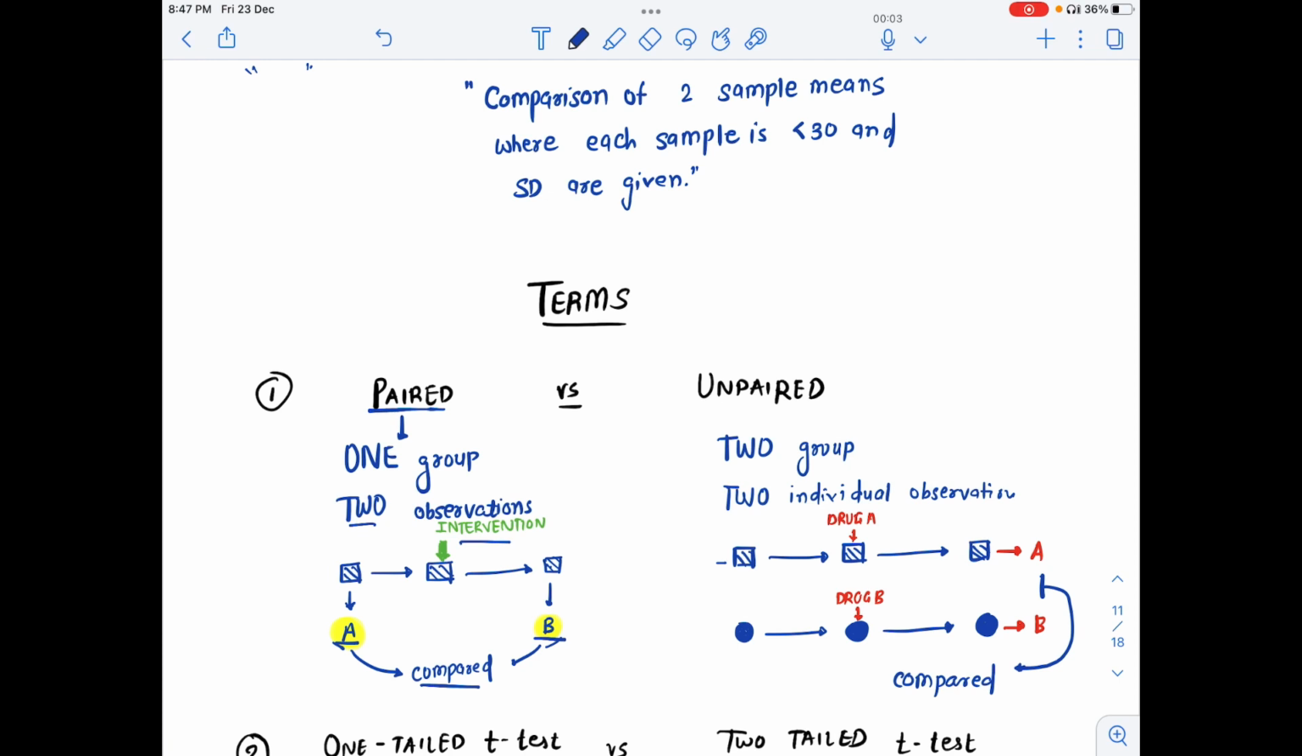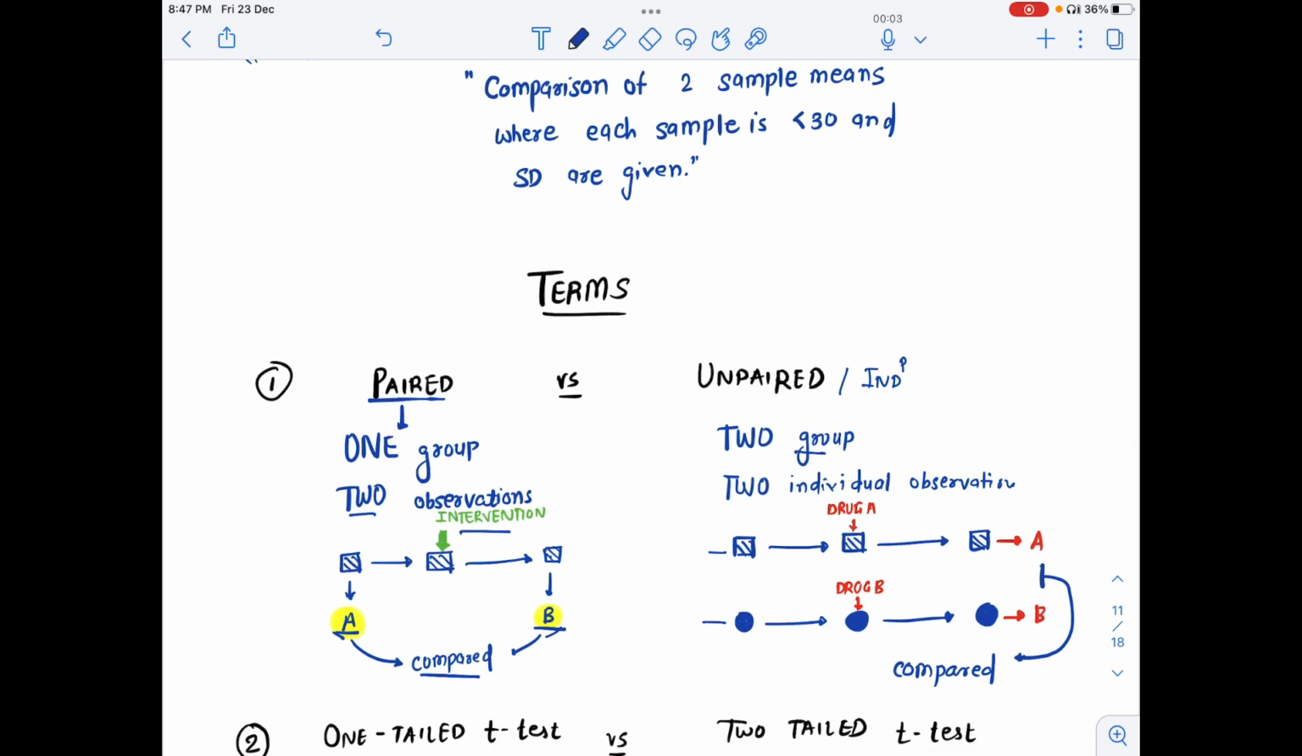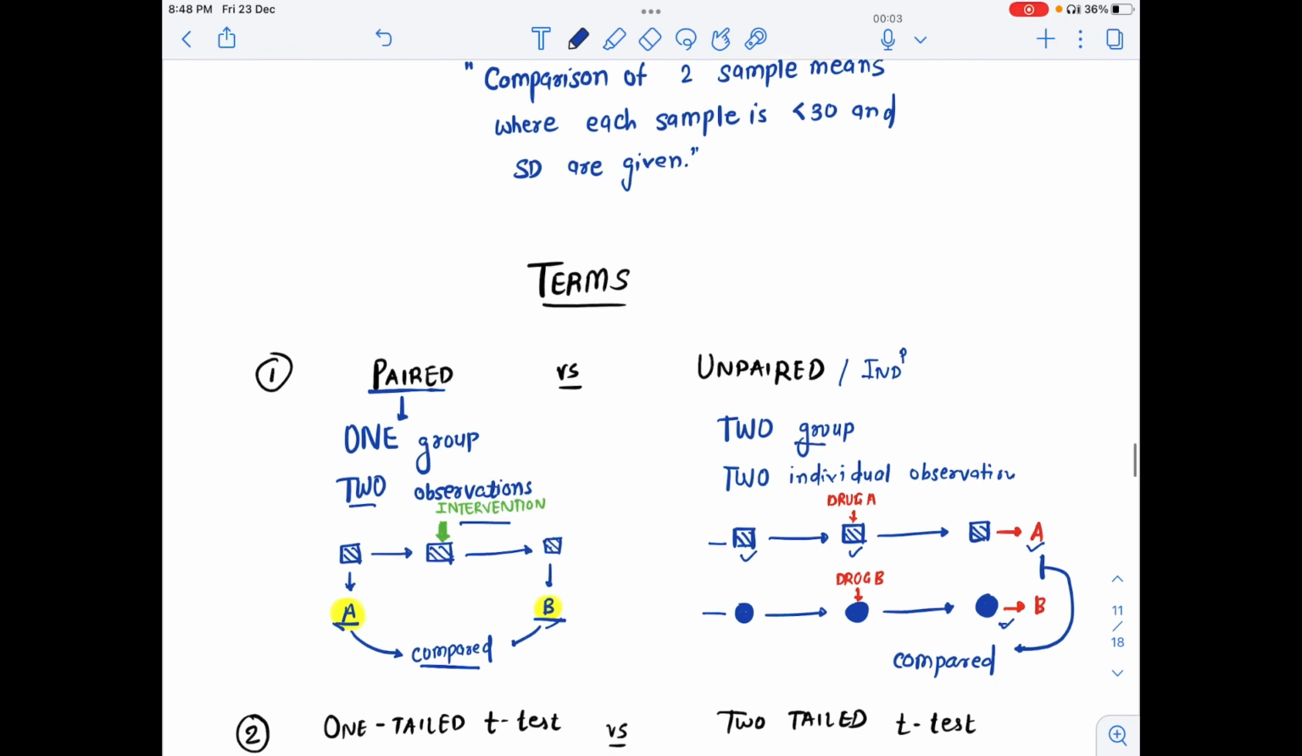Unpaired t-test is when two samples are not paired, aka they are independent. So there are two groups and two individual observations. One group undergoes intervention by drug A, let's say, and an observation of A is made, and drug B is given to sample 2, which gives us observation of B. Both of these observations are later compared with a t-test, which is called an unpaired or independent t-test.